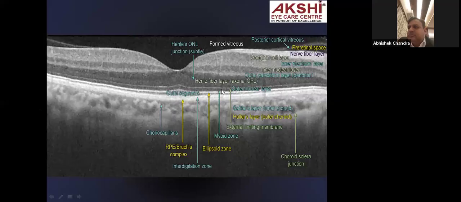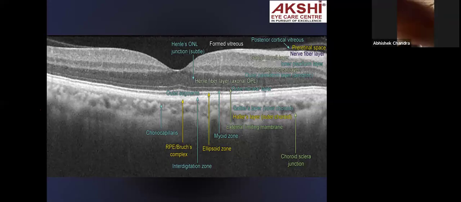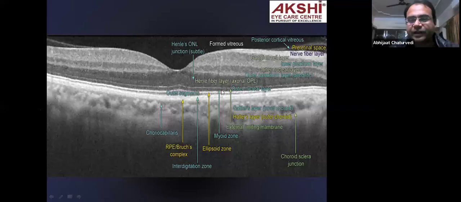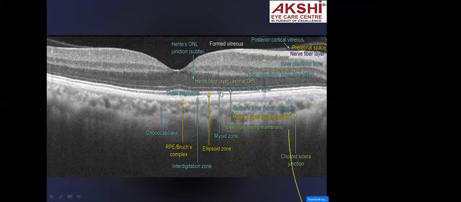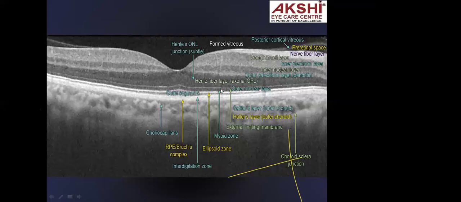So if you remember that anatomical diagram, after the external limiting membrane should come the inner segment part, which is this hyperreflective layer. After that would come the EZ, or the inner segment-outer segment junction, the ellipsoid zone, or the ISOS junction. And after this would come our RPE-Bruch's complex. So these are the layers with high reflectivity.